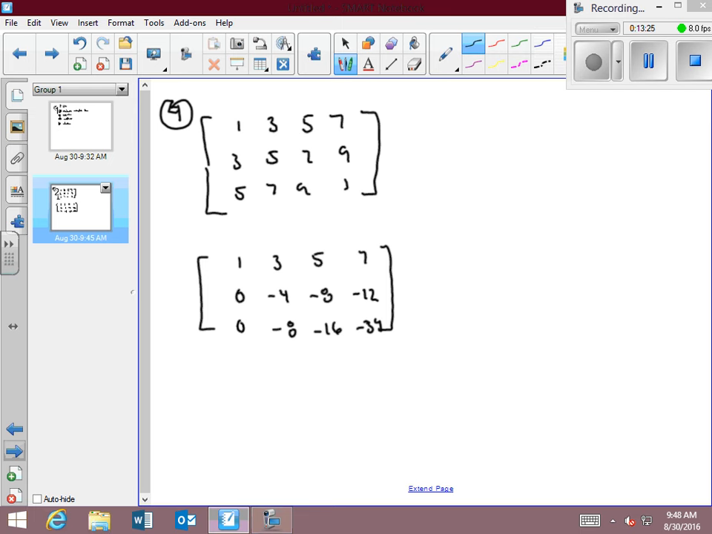Now, we've got two choices. We're looking at row 2. We could get that first element in row 2 to be a 1 by dividing that row by minus 4. That'd be one option. But we want to get that minus 8 in column 2 to be 0. I'm thinking that I'm going to leave it the way it is and multiply row 2 by 2 and combine it with row 3. Is everyone good with that?